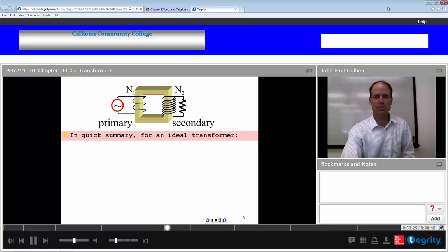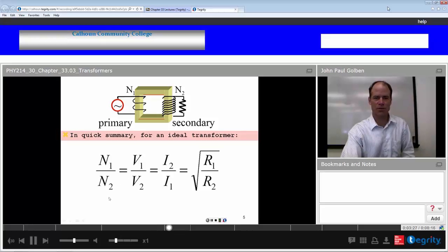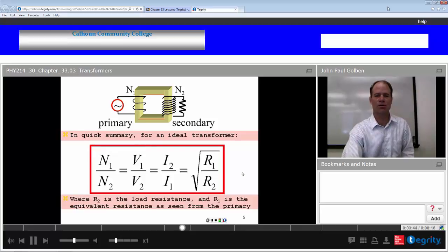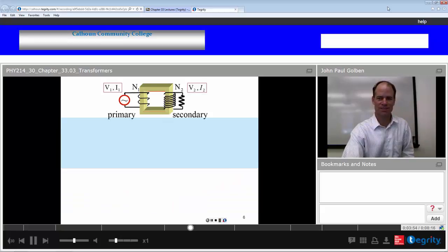So in quick summary, for an ideal transformer, we have that the ratio of turns N1 to N2 is equal to the voltage ratio V1 over V2. In turn, that is equal to the reverse current ratio I2 over I1 by the power formula, and that in turn is equal to the square root of R1 over R2, where R2 is the load resistance and R1 is the equivalent resistance as viewed from the primary.